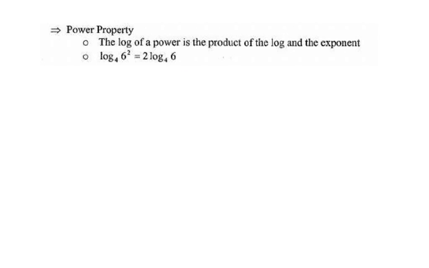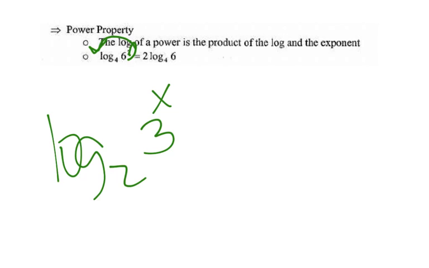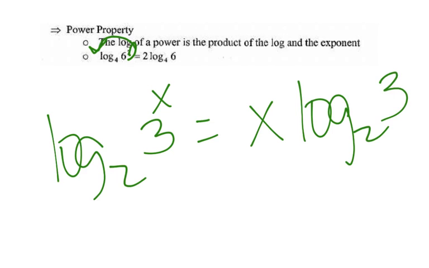The power property is that the log of a power is a product of the log and the exponent. So if you have an exponent, you can just move it to the front. So log base 2 of 3 to the x can be rewritten as x times log base 2 of 3.